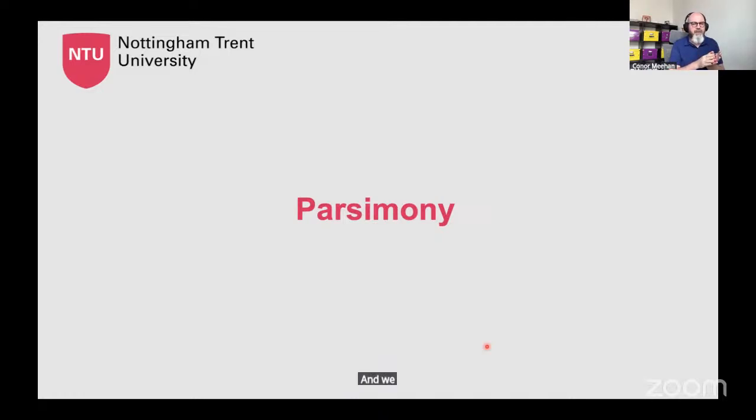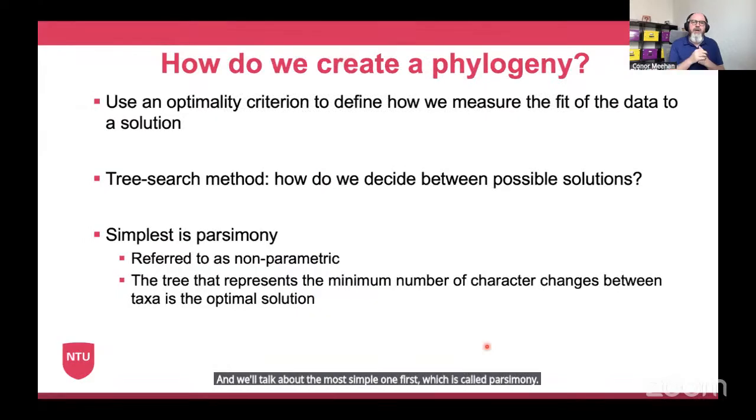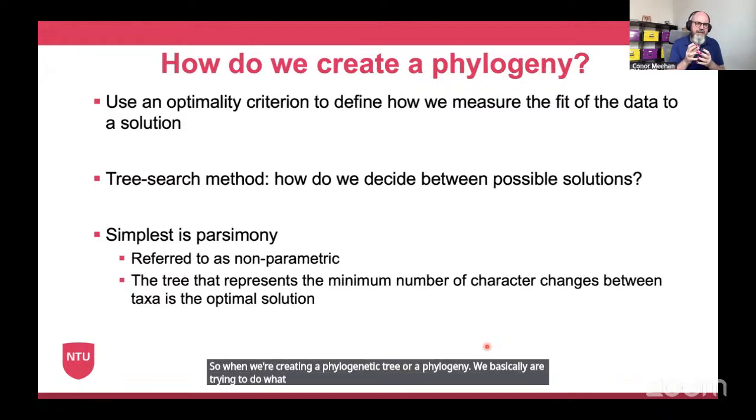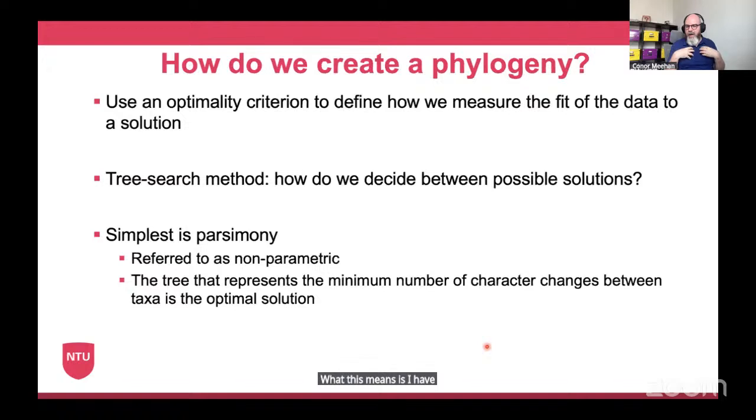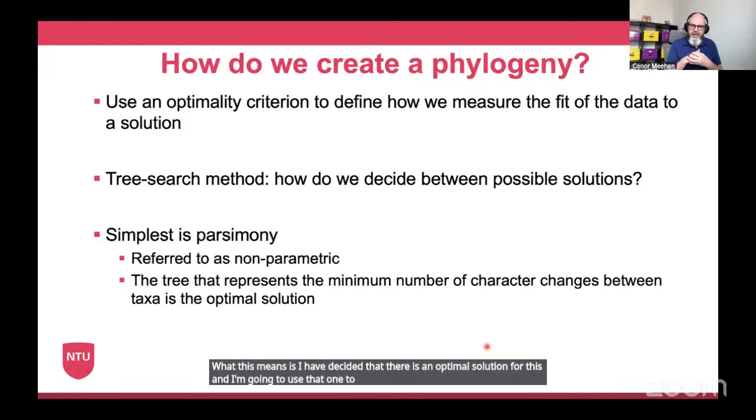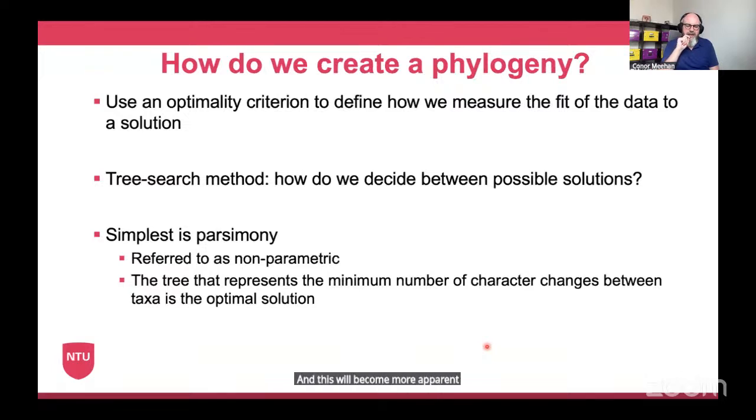We'll talk about the most simple one first, which is called parsimony. So when we're creating a phylogenetic tree or a phylogeny, we basically are trying to do what this complicated sentence is saying, which is we're using an optimality criterion to define how we measure the fit of the data to a solution. What this means is I have decided that there is an optimal solution for this, and I'm going to use that one to construct a phylogenetic tree from the data that I have, so that the data fits that phylogenetic tree as best as possible. And this will become more apparent as we go through the different approaches.